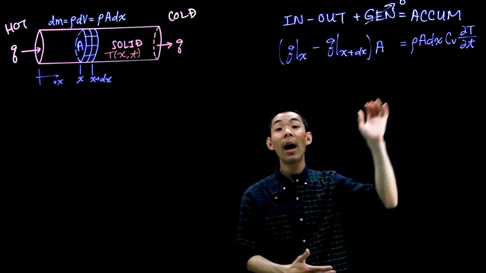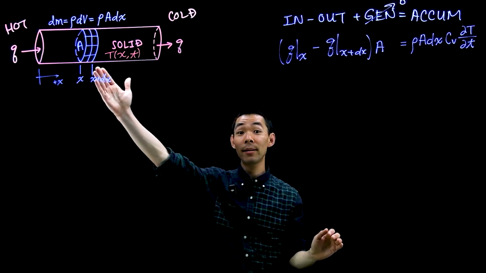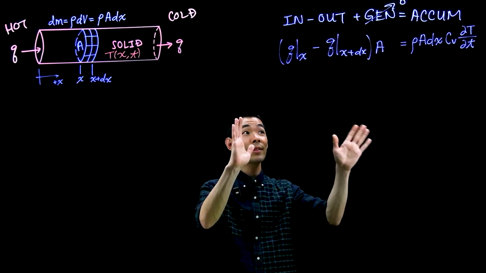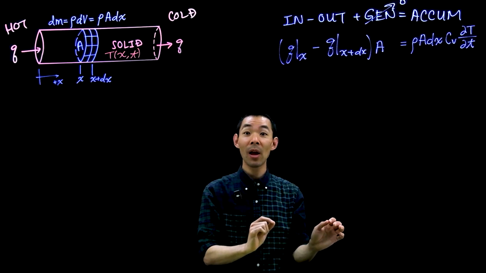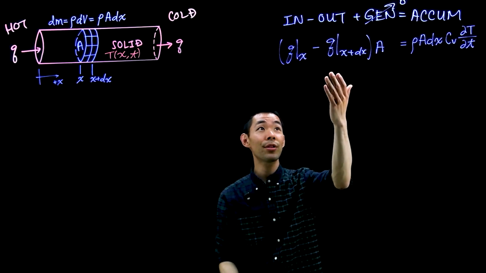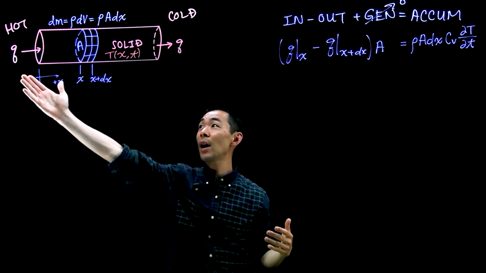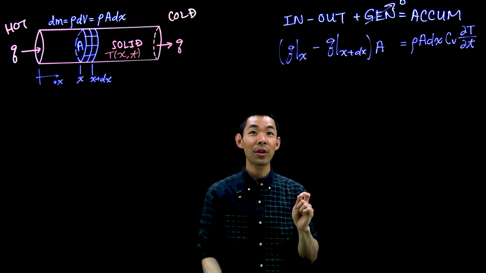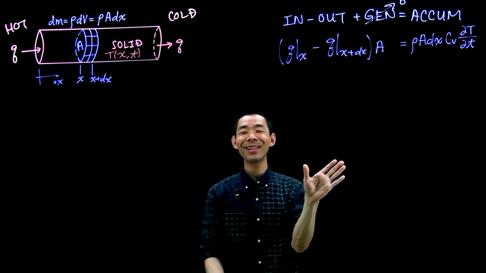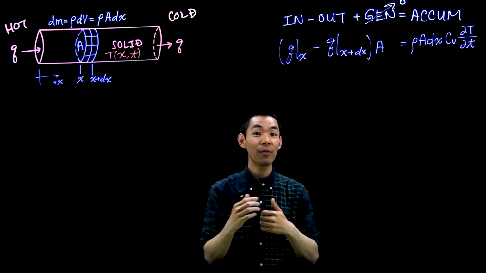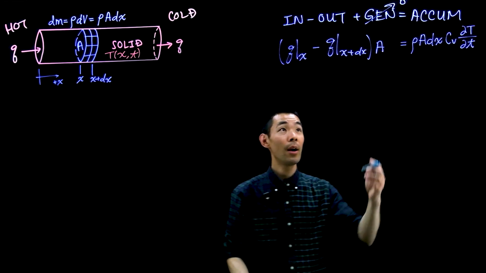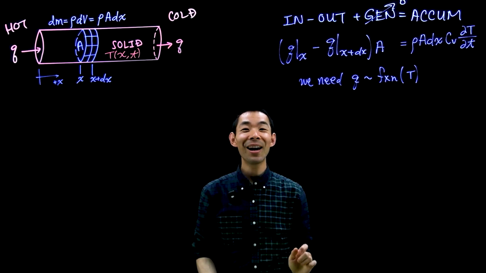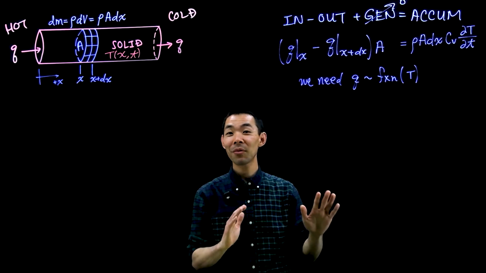And that's going to be equal to how much energy is accumulated inside that small little shell as a function of time. Okay, so at this stage, we're pretty close. All we need to have is a relationship between Q, the heat flux, and the temperature profile T. So the moment we get that relationship, we will have a differential equation of the temperature profile as a function of position and time. So all we need is Q, the heat flux, as some function of the temperature. The moment we have that, we're all done.